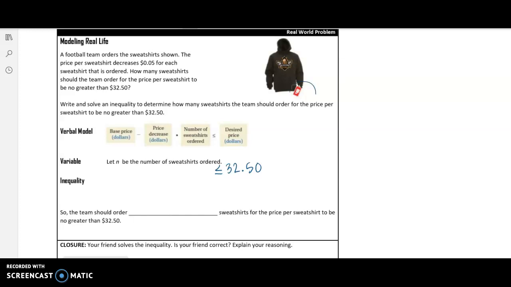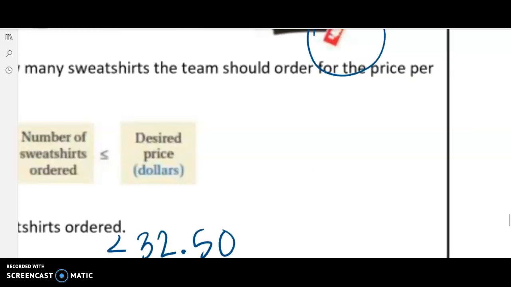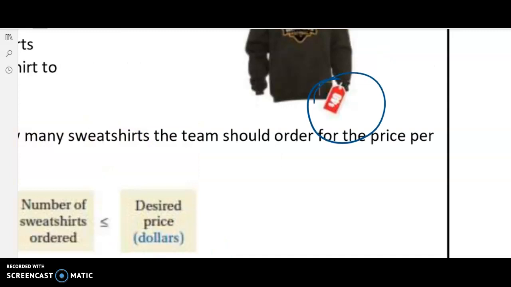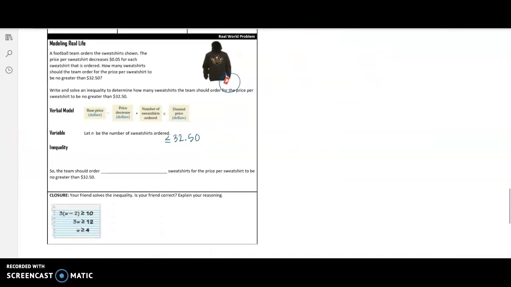If you look at the sweatshirt, it says that it is $40 for one sweatshirt. So the original price is $40, and I'm going to subtract the price decrease, which was 5 cents, times however many sweatshirts that we buy. So I'm going to do S. And now we just draw our line, and we solve it. So we're going to subtract 40 from both sides.